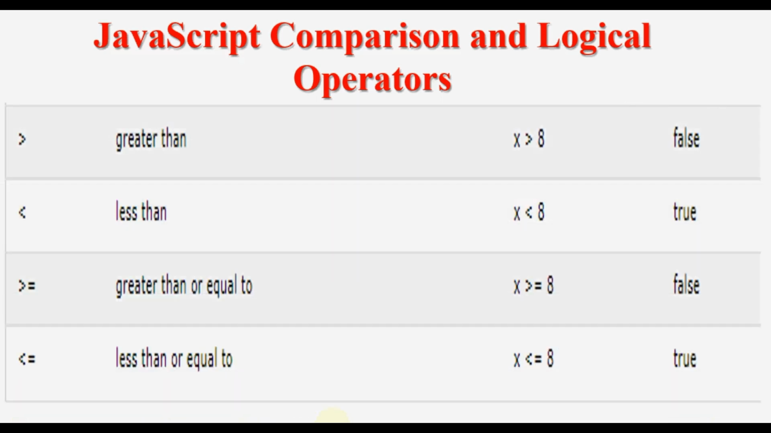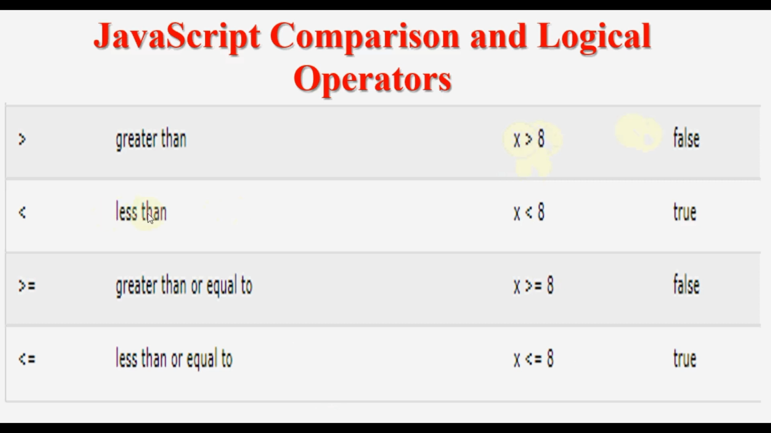Now we have the greater than operator. The greater than operator compares two variables or two values and returns true if the value is greater than the other value or variable, and false otherwise. In our case, remember x is 5. We're saying that 5 is greater than 8, which is not true, so it's false.